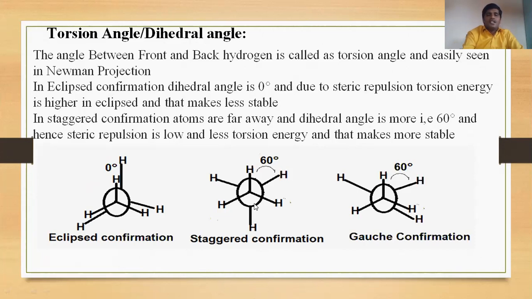Then if you are considering the staggered conformation and gauche conformation. In the staggered conformation, atoms are far away from each other and the dihedral angle is 60 or more than 60, and steric hindrance or steric repulsion is low, hence less torsional energy, which makes the compound more stable.